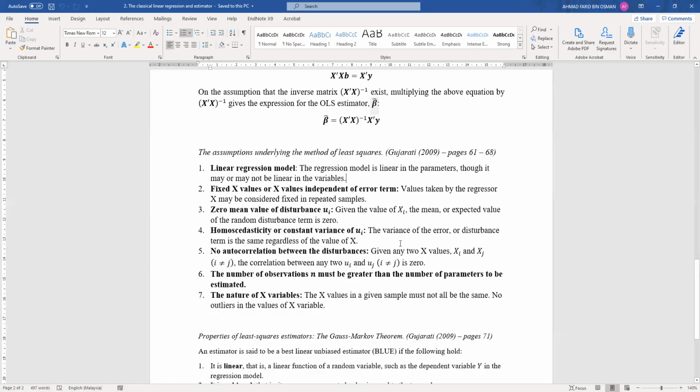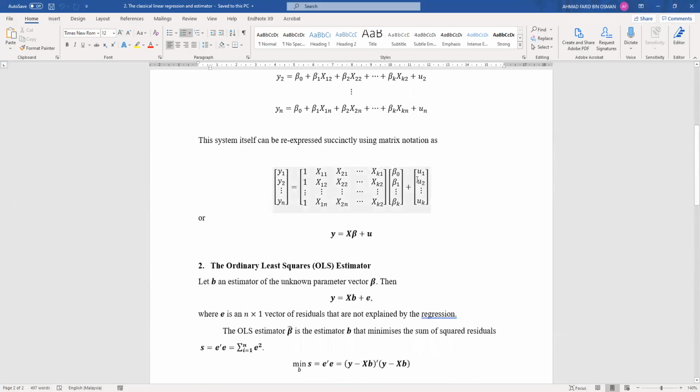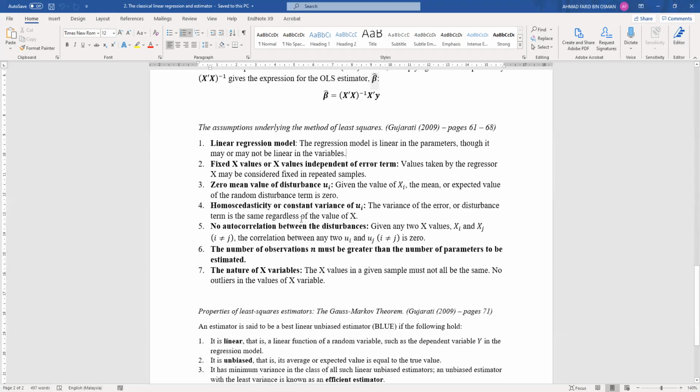And then the next one, homoscedasticity, or constant variance of the error term. The variance of the error or disturbance terms is the same regardless of the value of x. So you refer back to this one. The variance of the error for, let's say, the first part of the error term must be the same as for the other parts of the vector of the error term. So we call it a homoscedastic error term, or homoscedasticity, or constant variance of error.